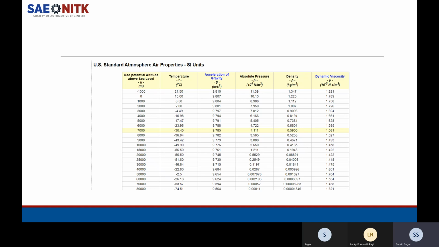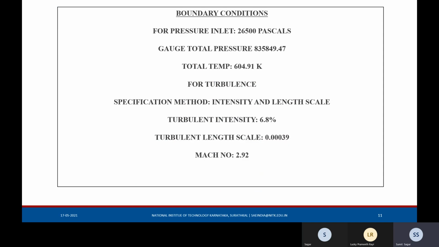Here you can see that for a particular altitude, there is a particular temperature, absolute pressure, density, and dynamic viscosity. So we have taken this data from this table and put these values back into the formula itself, so we can obtain the boundary conditions for the inlet and outlet conditions for the nodes, etc. These are the boundary conditions we obtained from our formula for the isentropic flow.